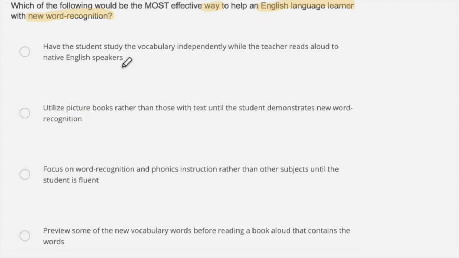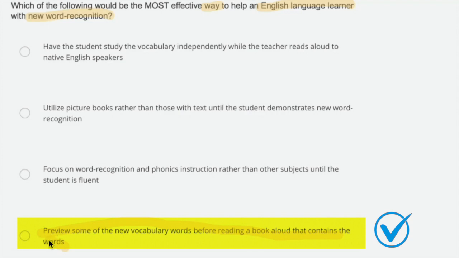As we look through our answer choices, our correct answer is going to be preview some of the new vocabulary words before reading a book that contains the words. So why is this our best answer? Well, we have a situation where a student is learning English for the first time, and for them to be able to pick up on those words, especially words that they are not familiar with yet, letting them see it in advance will also allow them to know what to expect as they are reading.